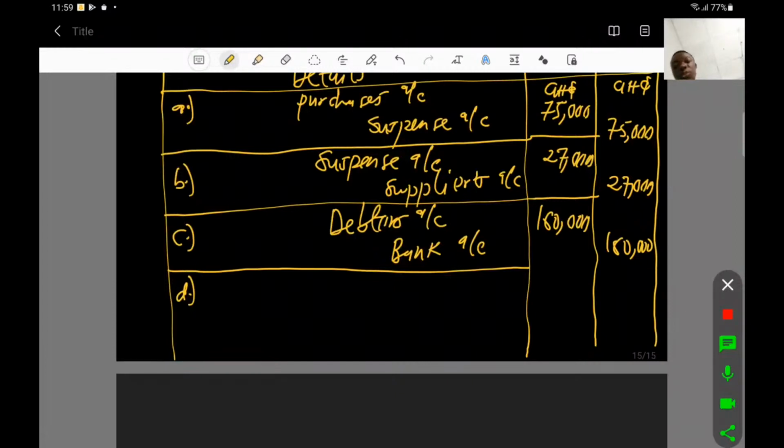So here is going to be suspense account, then you're going to take twice of the 8,000, which is 16,000, has been debited, and then you tell us that customer account or debtors account is also credited with 16,000. In that case, then you are done.